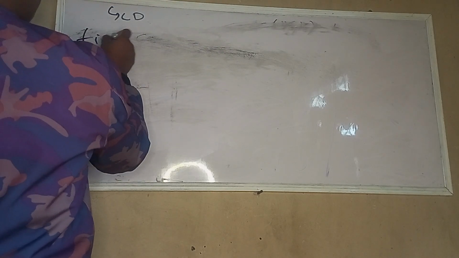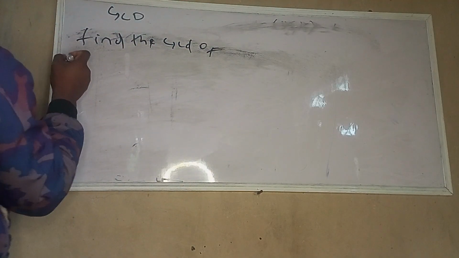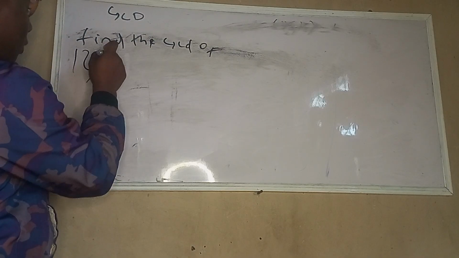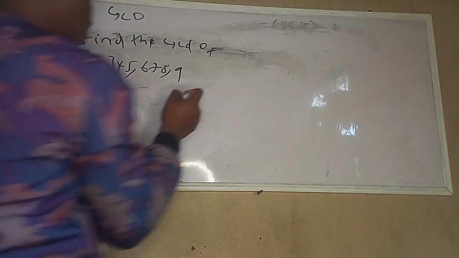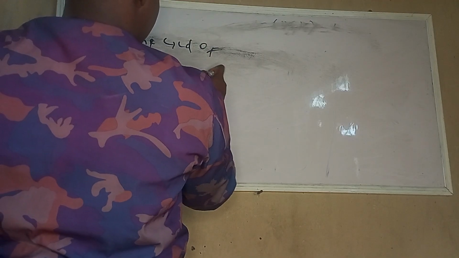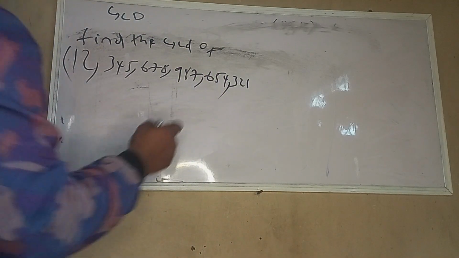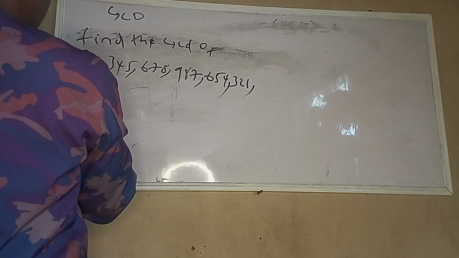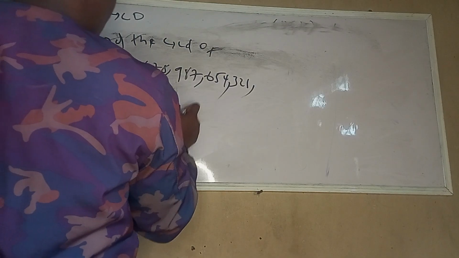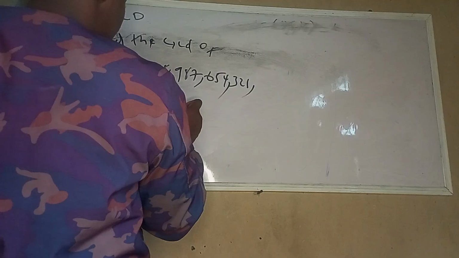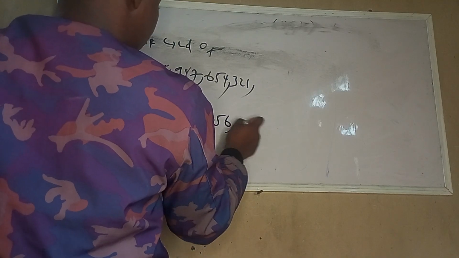Find the GCD of 123456789 87654321, comma, 987654321 23456789.